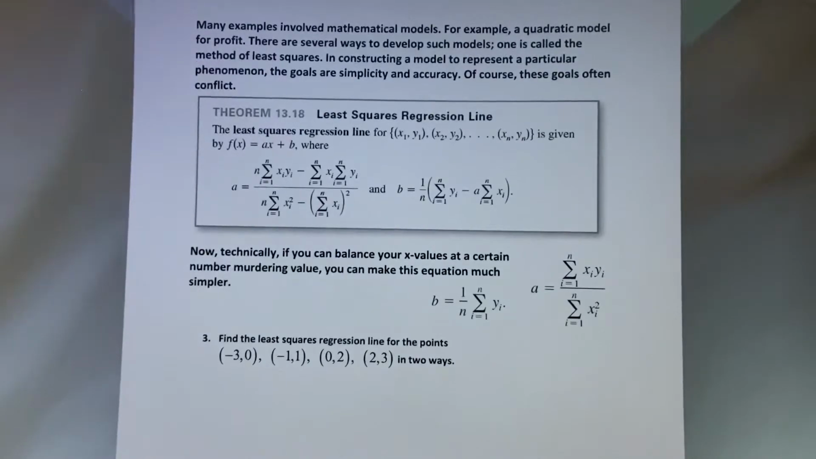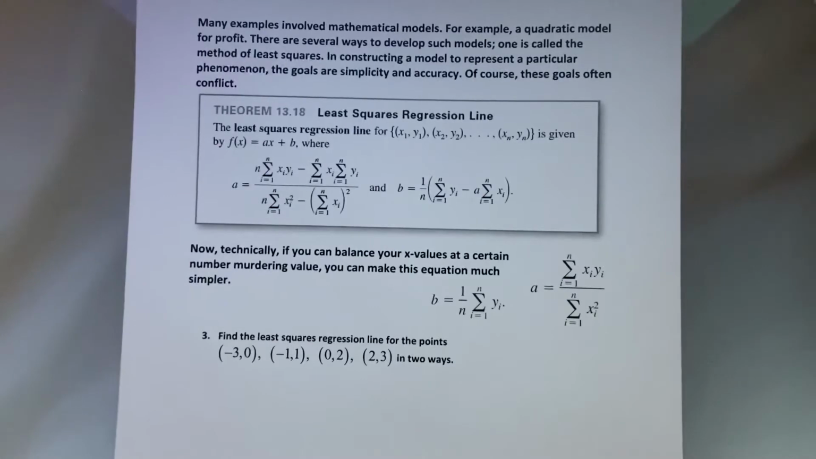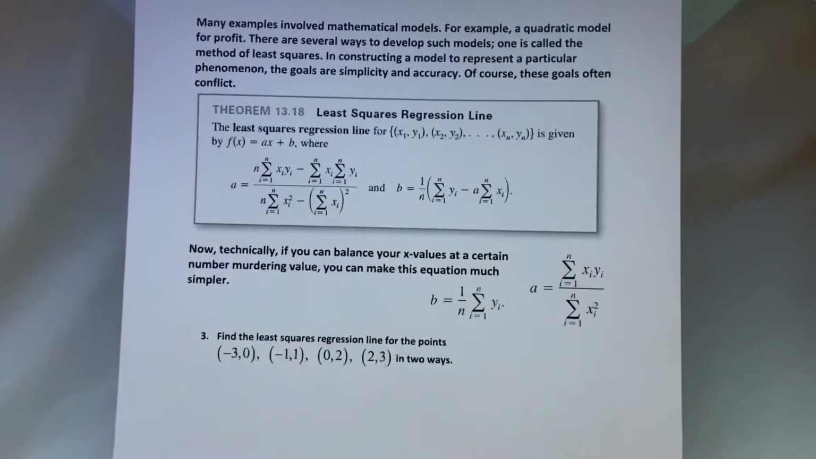So the least squares regression line, theorem 13.18, says that the least squares regression line for a set of points is given by f of x equals ax plus b. It's a linear function like mx plus b, where a is this complicated formula of sums and products of sums, and b adjusts according to what a is. Now, this doesn't look simple, but it's accurate.